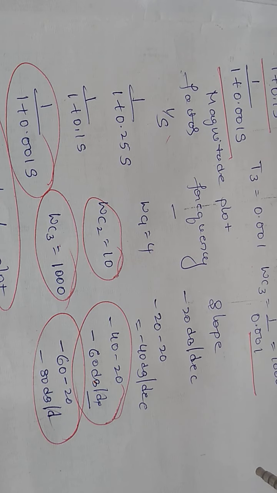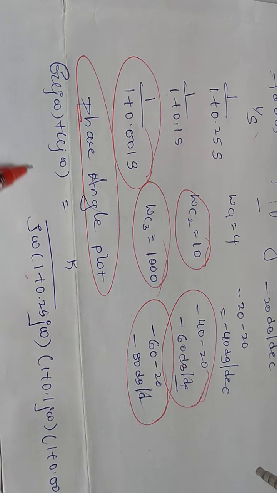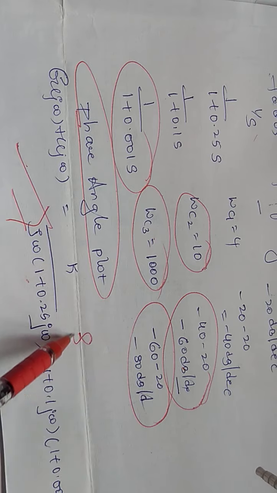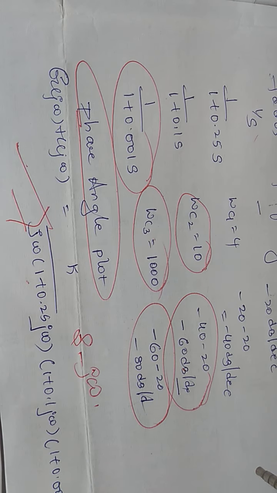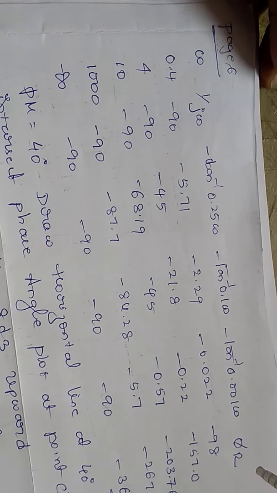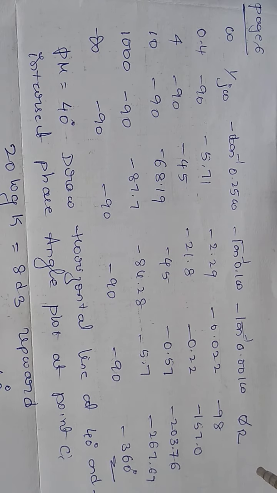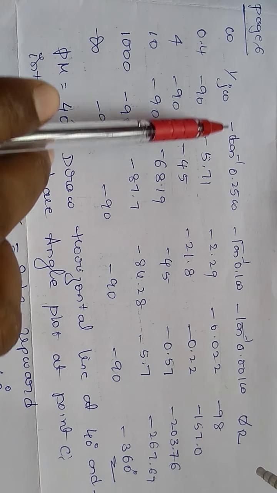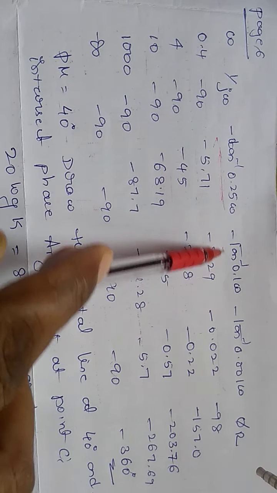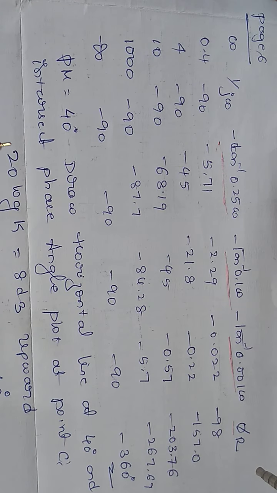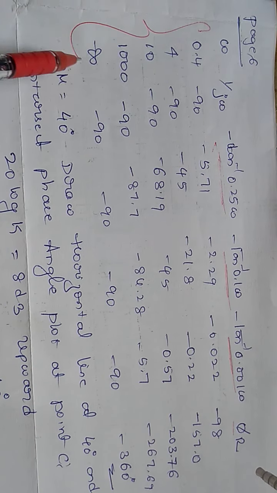Then find the phase angle plot. To find the phase angle plot, replace s by j omega. You can observe here, if I replace s by j omega, we will get the values. There are no difficulties, I think. Omega, 1 by j omega. This is the same procedure. There are no difficulties in all the steps.